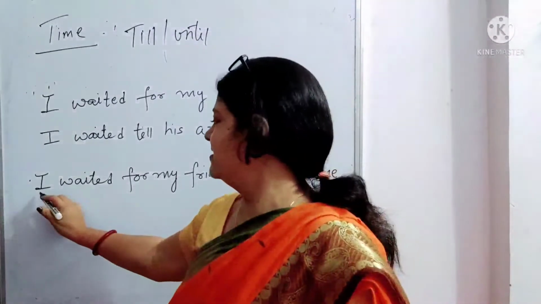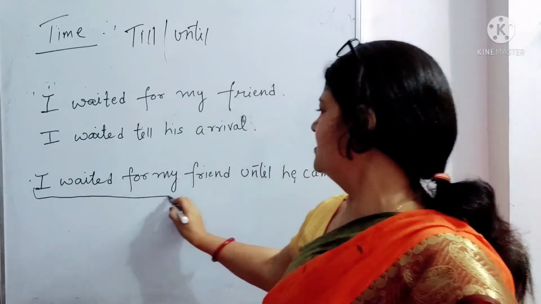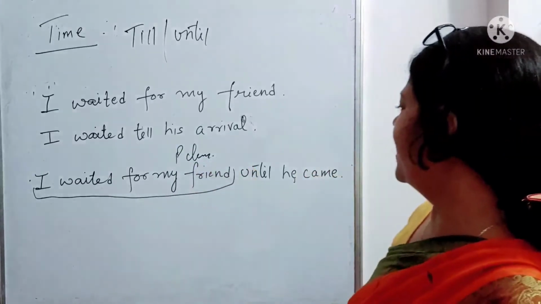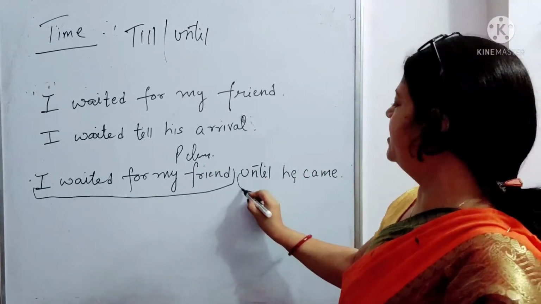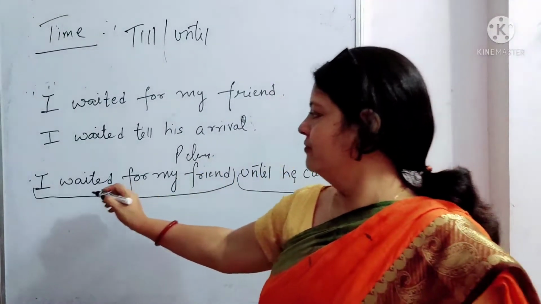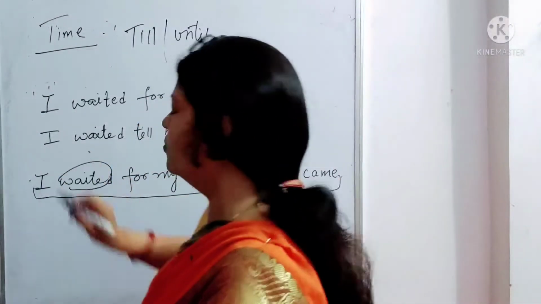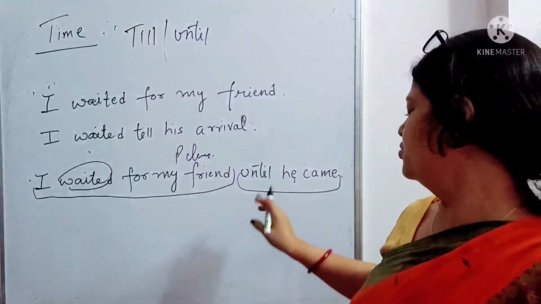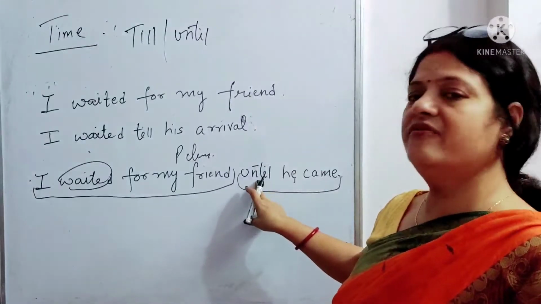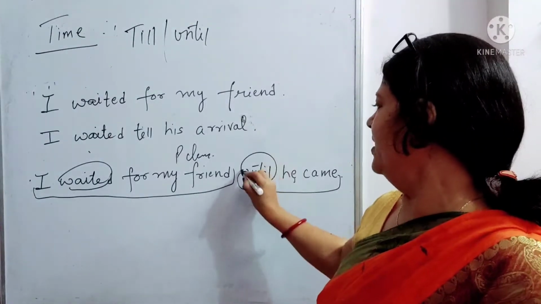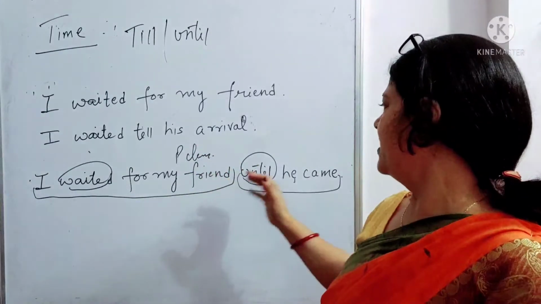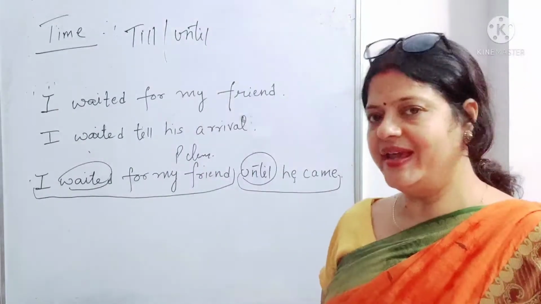So here we see that I waited for my friend. This is the principal clause, and until he came, this is a subordinating adverb clause modifying the verb wait in the principal clause. I think it has become clear to you. So this subordinating adverb clause is starting with the conjunction until. We can use till too. Like we can say I waited for my friend till he came or until he came.